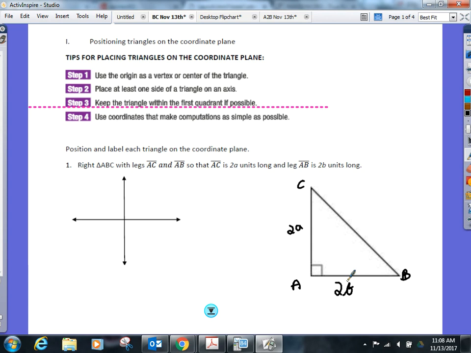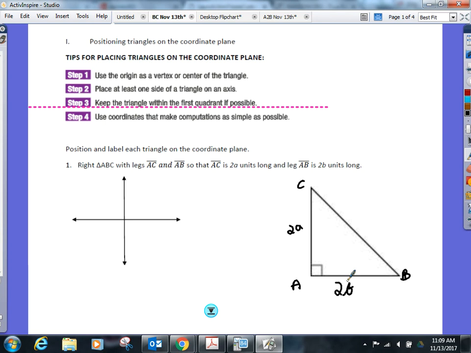Tips to do this. First one is try to place a vertex at the origin. Second tip, try to put at least one side on one of the axes. I said at least because you can put both. Third and final tip, try to keep it in the first quadrant. Why do you think I say that? All coordinates are positive in the first quadrant. I don't have to deal with any negative business, all right? And there's tip 4, but we'll get to that tomorrow.